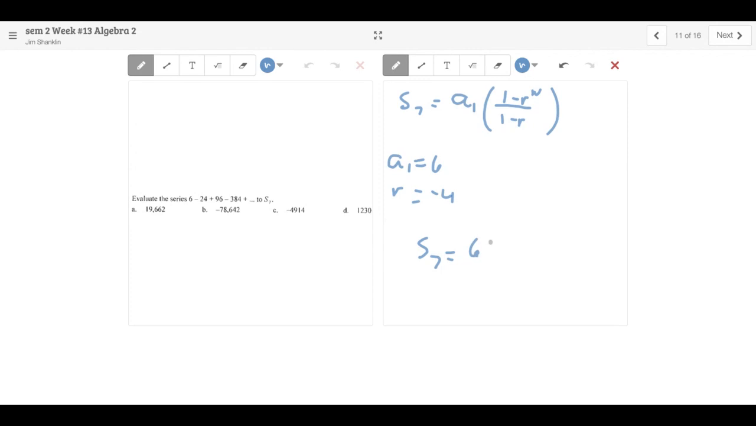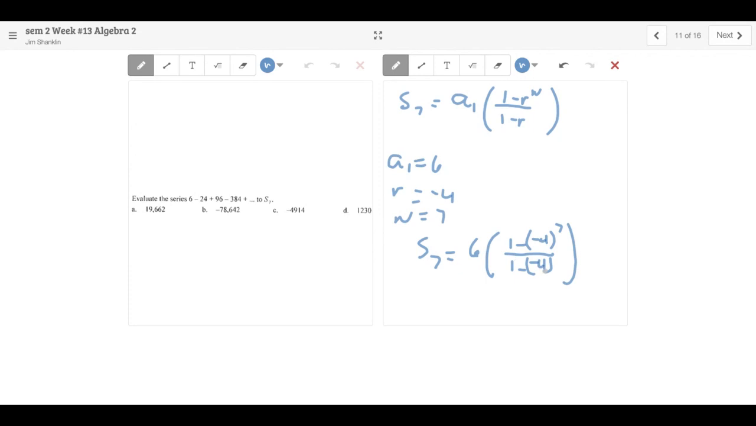S of 7 is equal to 6 times 1 minus r, which is negative 4, to the, I needed 3 things. I needed the n. I needed to know how many terms I'm going to use. So that's 7, right? And then 1 minus negative 4.